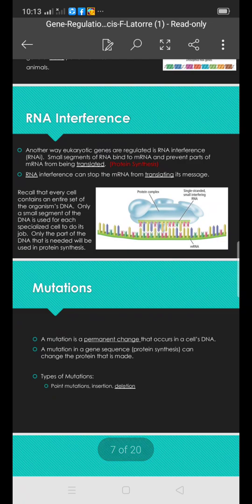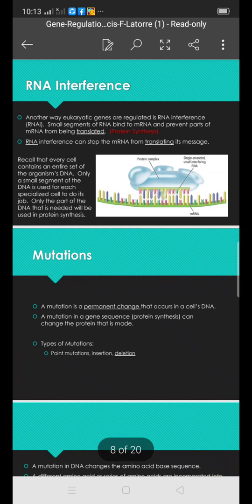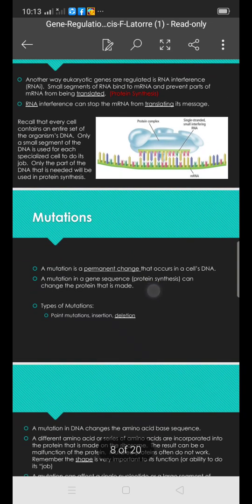And we have RNA interference. RNA interference is another way eukaryotic genes are regulated. In RNA interference, small segments of RNA bind to mRNA and prevent parts of the mRNA from being translated. RNA interference can stop the mRNA from translating its message.